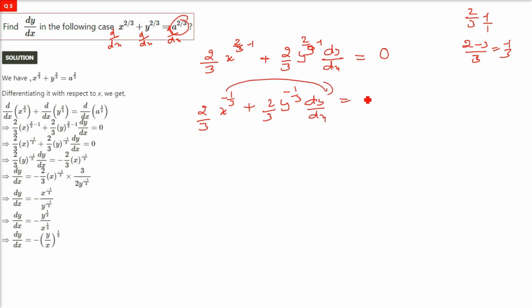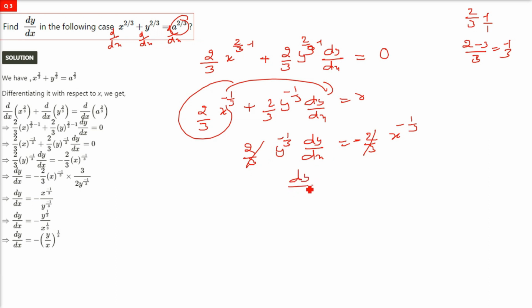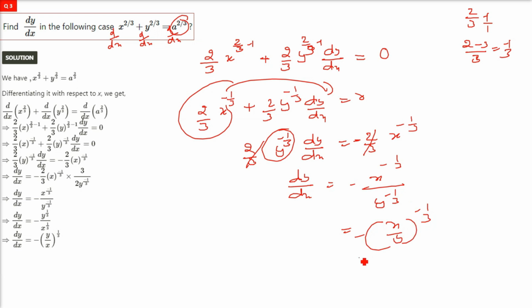Now taking this on the right hand side, 2 by 3 y raised minus 1 by 3 dy by dx is equal to negative of 2 by 3 x to the power minus 1 by 3. Please remember it is negative because we are taking it on the right hand side. Now 2 by 3 can cancel. Dy by dx will be x to the power minus 1 by 3 divided by y to the power minus 1 by 3, and there will be a negative. So you can write it as x by y to the power minus 1 by 3, and then you can take the reciprocal so that you get rid of a negative sign. So it will be y by x to the power 1 by 3 negative. Okay, this is your final answer here.